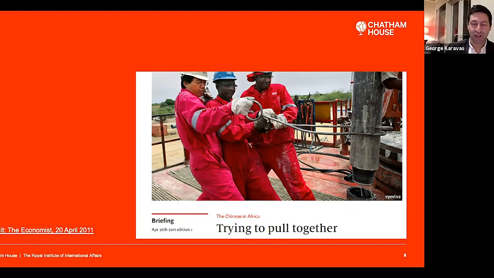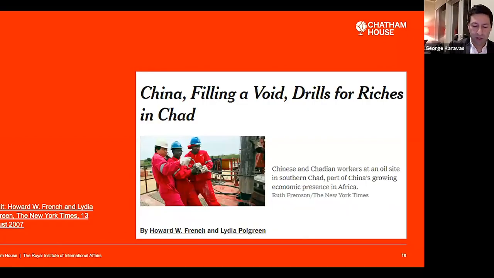This is a particularly interesting representation because so much of the emphasis on China's role in Africa has very much been inseparable from perceptions about how the West sees its own role in Africa. Now, this image has been widely circulated. This is a picture here. This image is from The Economist. There's another image here where it was published in the New York Times.